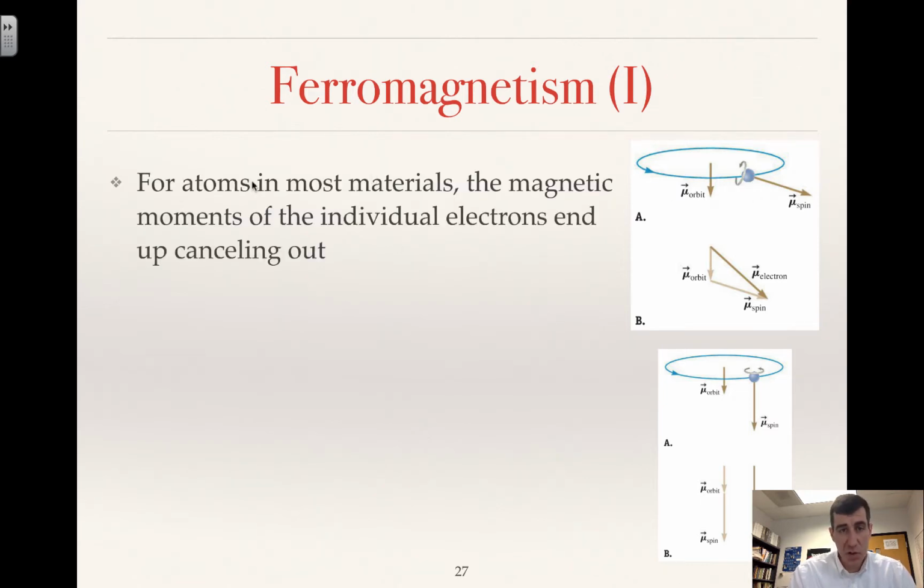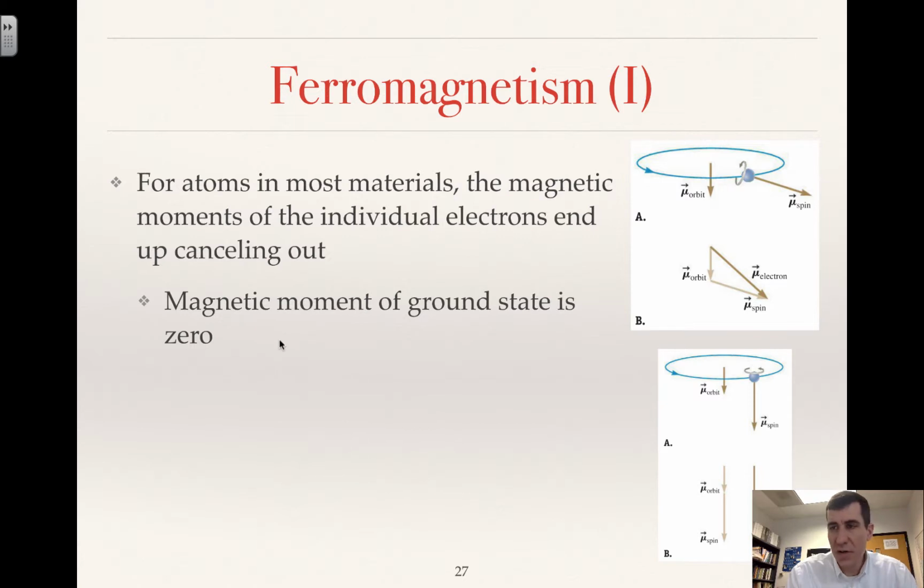Now, for atoms in most materials, if you look at the magnetic moments of all the individual electrons, everything just ends up canceling out, and you wind up with zero net magnetic moment. So this is why most materials aren't naturally magnetic, because the magnetic moment of the ground, or lowest energy, state is zero since everything ends up canceling out.